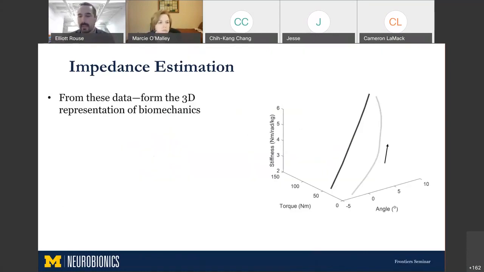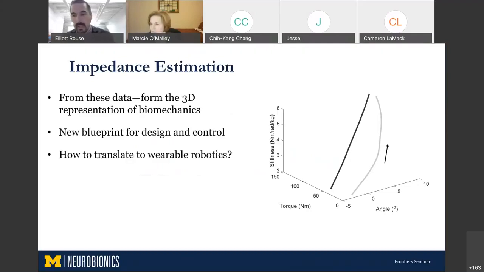So going back to this idea of stiffness, torque and angle as a set of instructions, we can take these data from the able-bodied testing I showed first and really create this 3D set of instructions. And that's what's plotted in this plot. We're looking at torque, angle, and stiffness, all co-varying during the walking gait cycle. And I'm hoping to use this as this new blueprint for design and control.